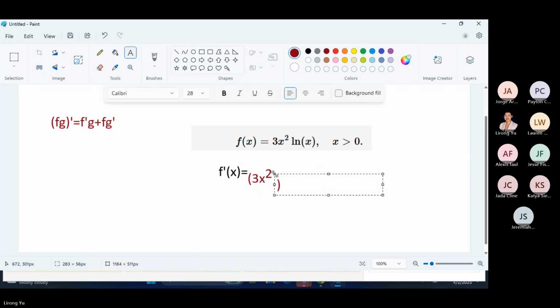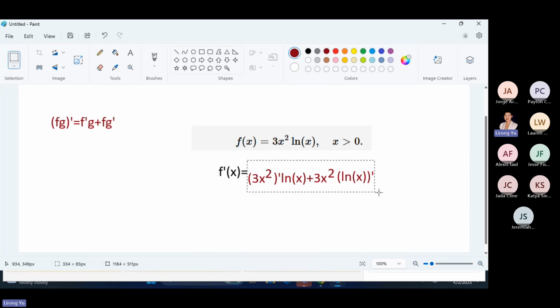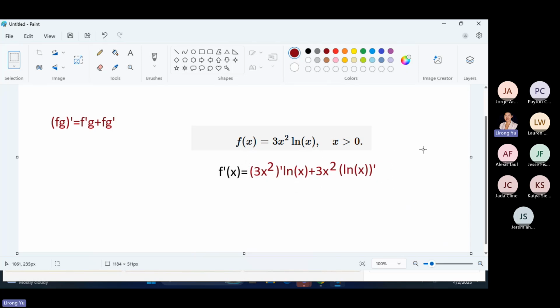This is differentiated, multiplied by the natural log function, plus, and then we keep the 3x squared and multiply by the derivative of the natural log. Write a little prime notation to indicate the differentiation process. So that's the product rule applied to this function. That's before we do the calculation. We set it up the way the product rule is set up, and then we start doing the calculation.